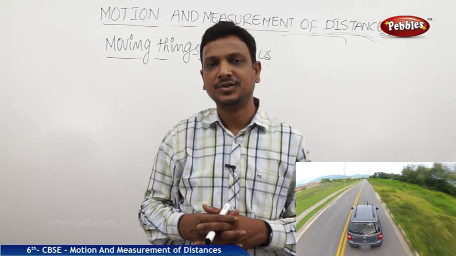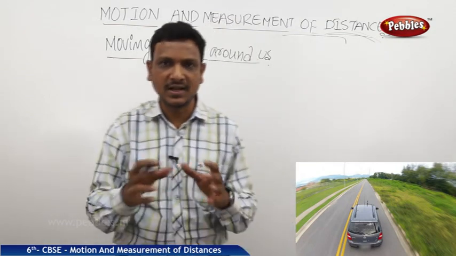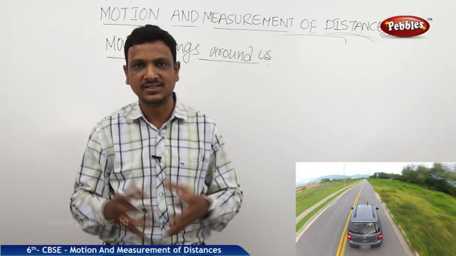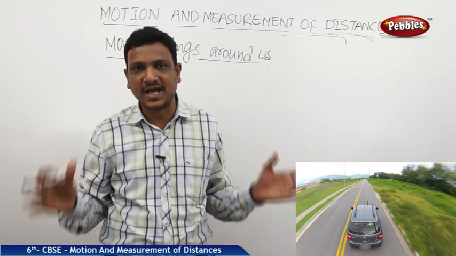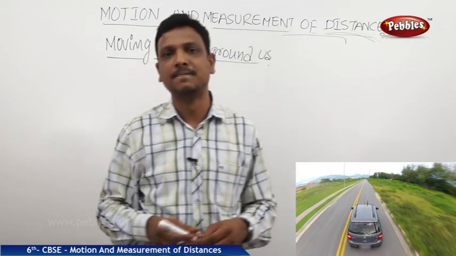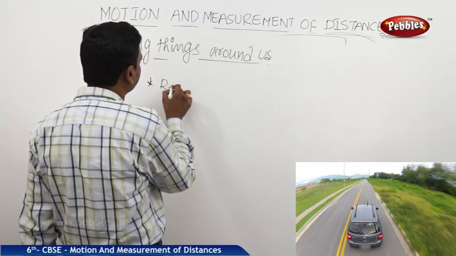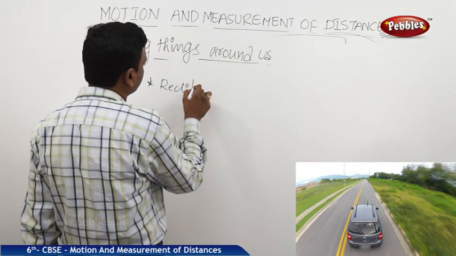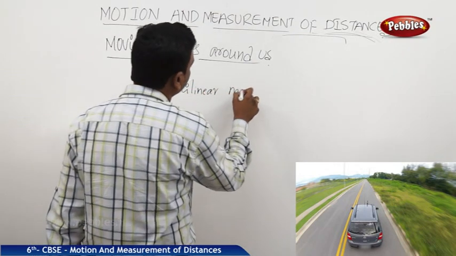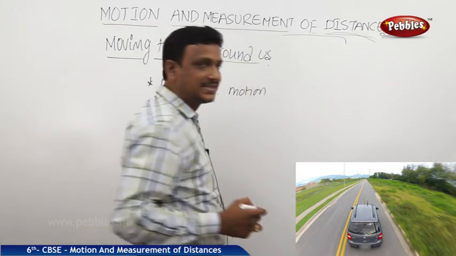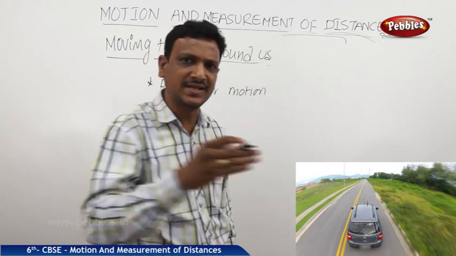So this way you will find different kinds of motion. We observe different kinds of motion around us. So shall we categorize the different types of motion here? Let's see. The first one is rectilinear motion. So what is this rectilinear motion?